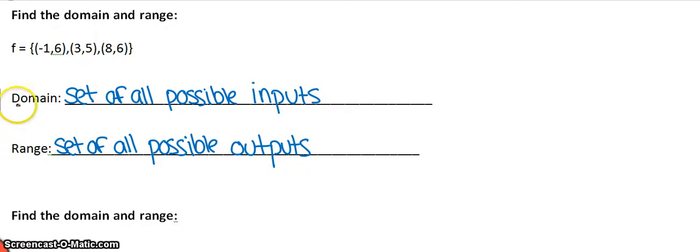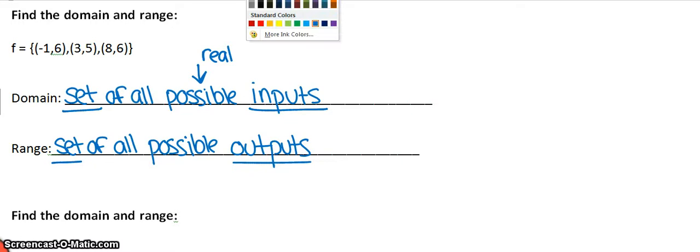So starting with domain, domain is just the set of all possible inputs. And when I say possible, I mean what can you plug into the function and get out a real solution. Then the range is the set of all possible outputs. So whatever you plugged in, what are the possible things you could get out of the function machine? The reason I underline set here is because these are going to be written in set or interval notation, which is why we practice those at the beginning of the chapter. I'll go into how you write them later on in the video.